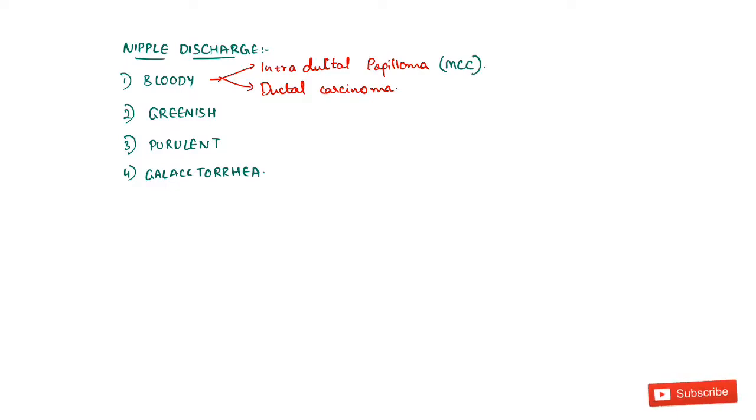And regarding the greenish discharge, we have to remember only the name of the condition in which it is present, that is mammary duct ectasia. Ectasia is an abnormal bulging or dilation of the gland or tube. We will discuss it in detail in later videos. Coming to the purulent discharge, it is seen in acute mastitis. We will discuss the condition in the coming section.